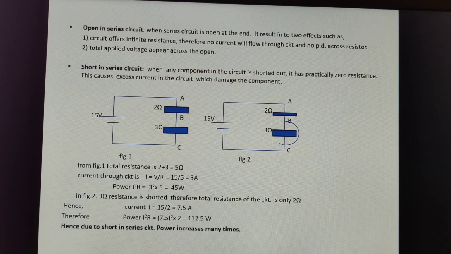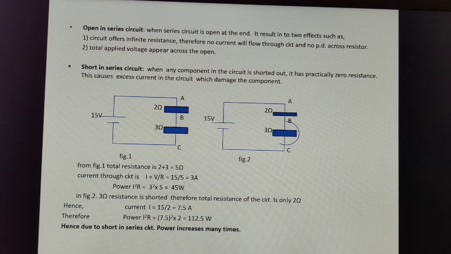C. Now from figure first, total resistance is 2 plus 3 equal to 5 ohm. Current through circuit is I equal to V upon R, that is equal to 15 divided by 5 equal to 3 ampere. Then we calculate the power. Power is I square into R equal to 3 square into 5, that is equal to 45 watt.